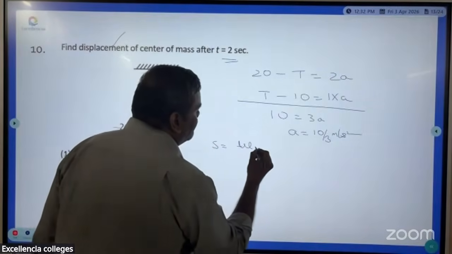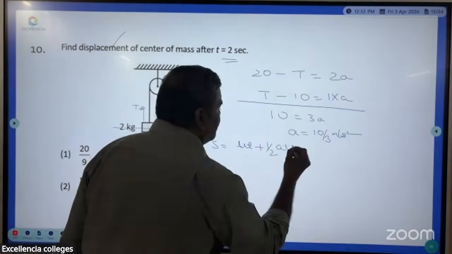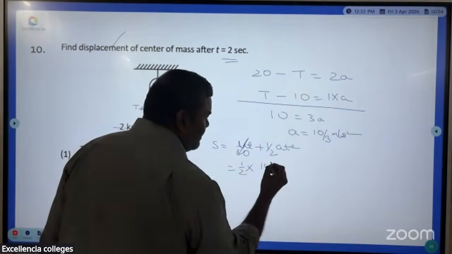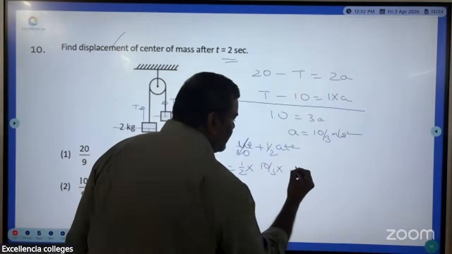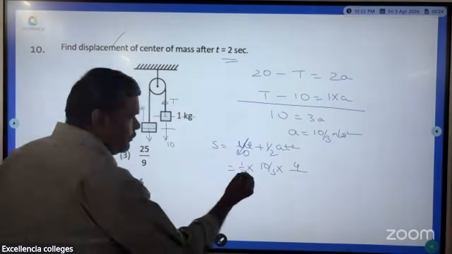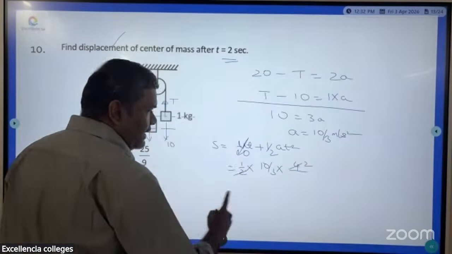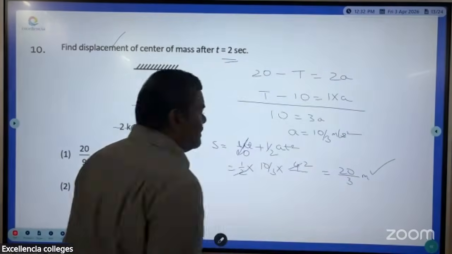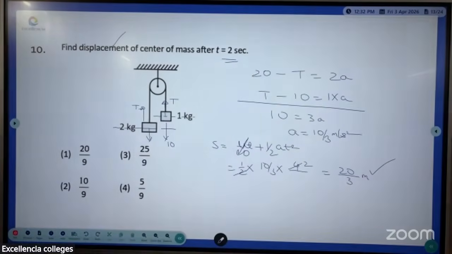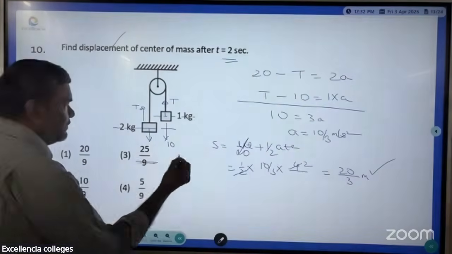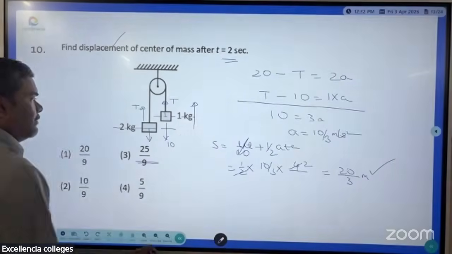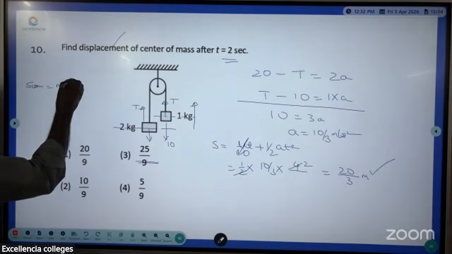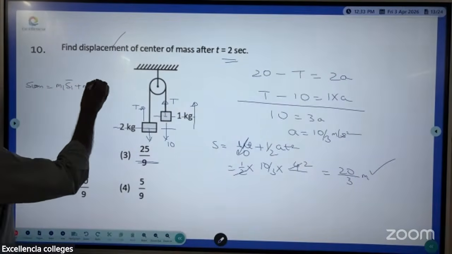So S equals to ut plus half at square is the displacement. U is 0 because it starts from rest. So I get half into acceleration, which is 10 by 3, and time becomes 2 square, it becomes 4 here. So 2 and 2 will cancel out. And I will get here 20 by 3 meters as the displacement. So this one will go down by 20 by 3 and this one will climb up by 20 by 3. So displacement of center of mass, we have the formula m1 s1 plus m2 s2 by m1 plus m2.